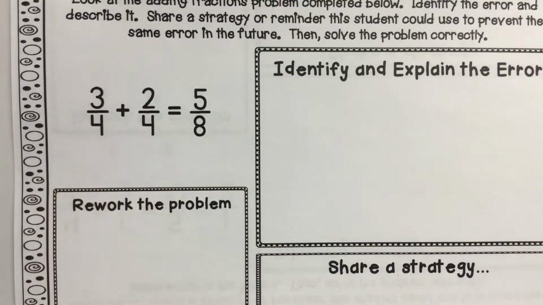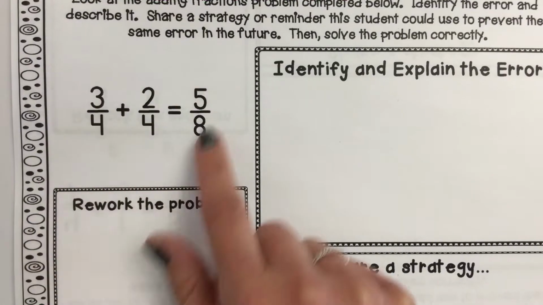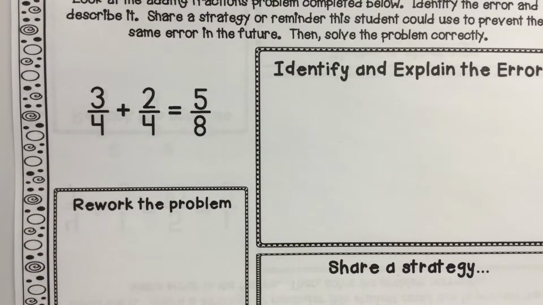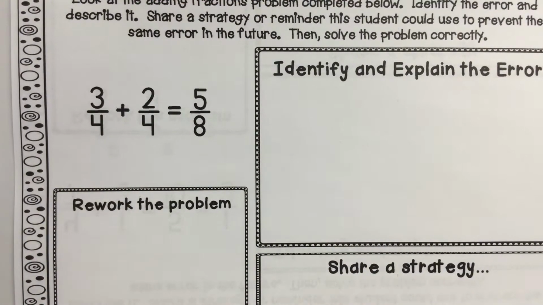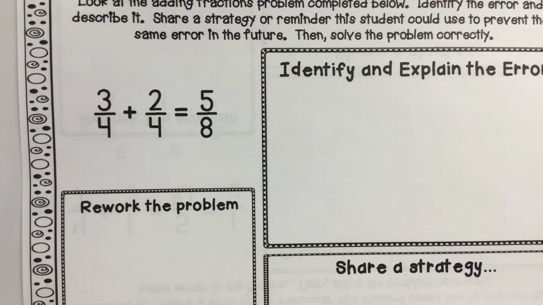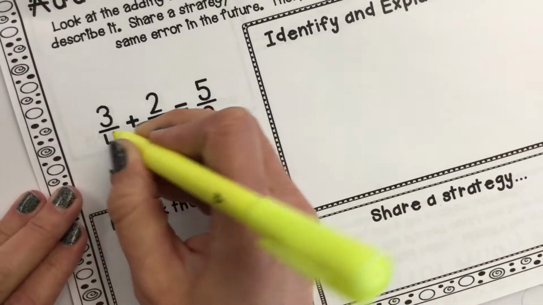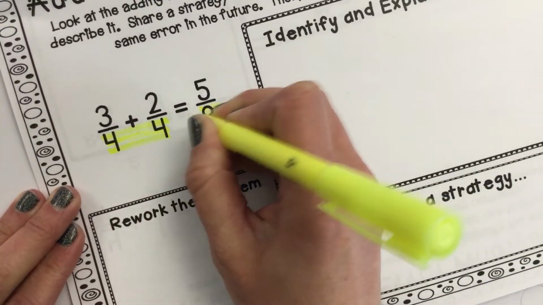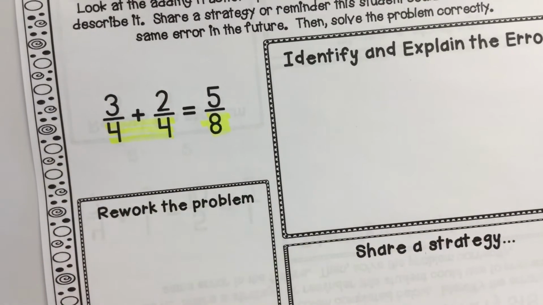So the first thing here on this one, what do we notice? Why is this wrong? They've completed the problem, but they made a mistake. What is that mistake, you guys? They added the 4s. Yeah, they added the denominators, and you are not supposed to add the denominators. So if you want, you can circle or highlight on this one, just to bring your attention to that.